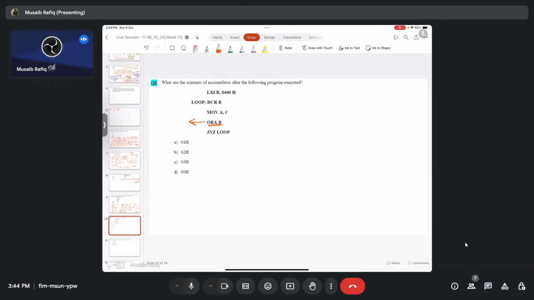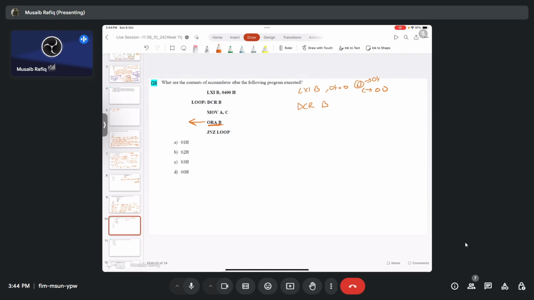Yes, the correct answer is option D. So let's just see how it's done. We have first LXI B 0400. That means B gets loaded with 04 and C gets loaded with 00. Then I have DCR B, that is a decrement condition.